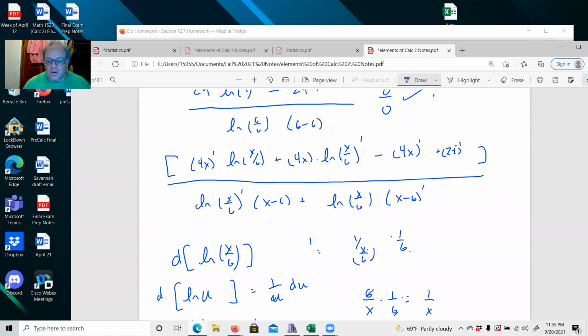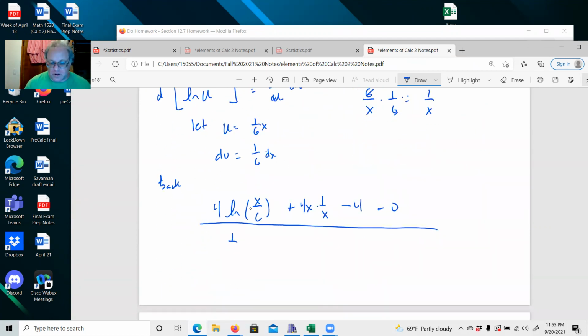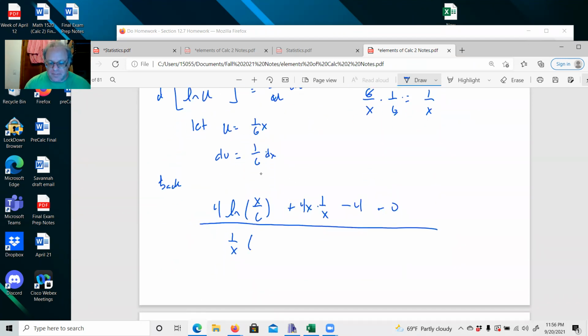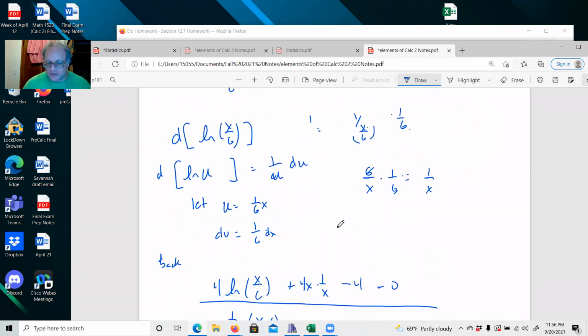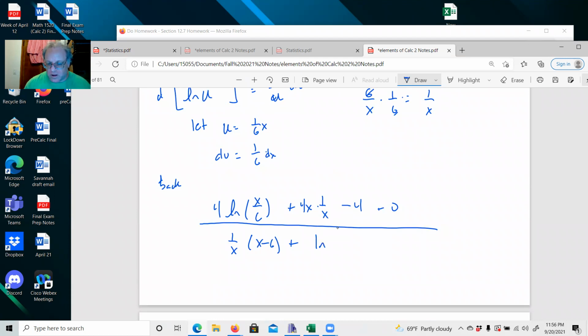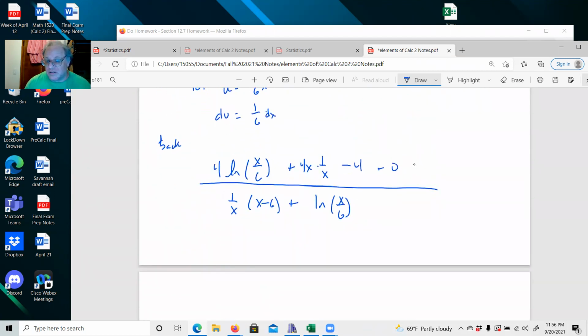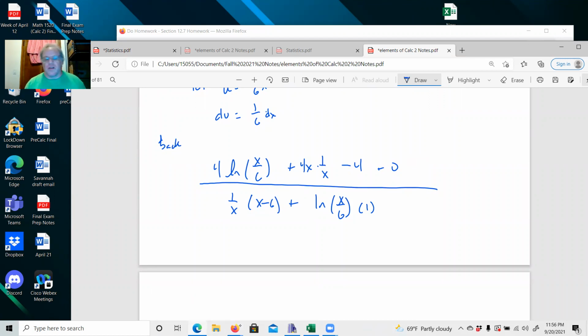Now, what about the bottom? The derivative of x over 6, natural log x over 6. See, this was going to come in handy, this 1 over x. And then this is x minus 6. And then plus natural log x over 6. Then we need the derivative of x minus 6, which is just 1, because there are no powers on x, it's just x. So there we go.